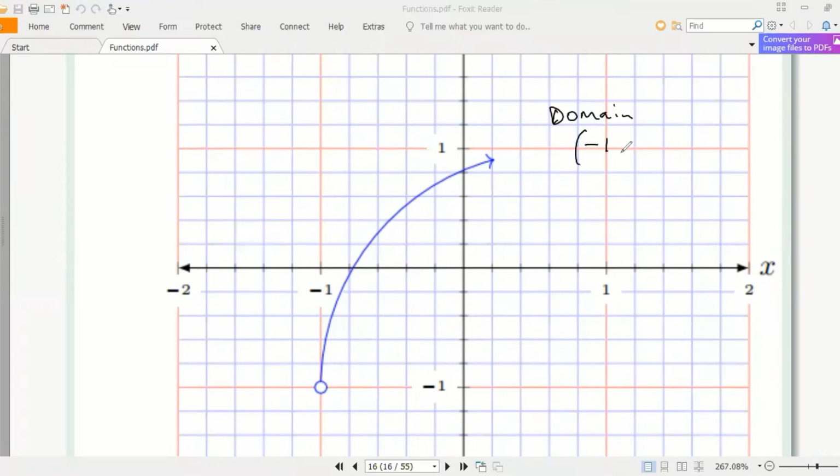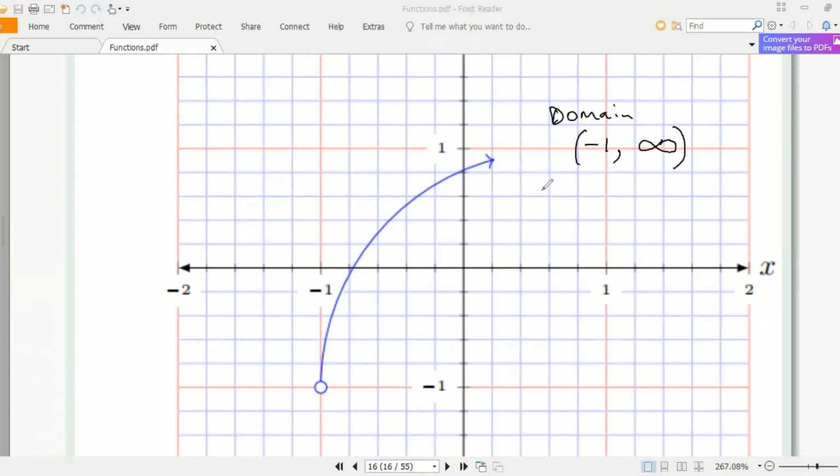Now, what is the highest value of x? It must go to the positive, but I can see that the graph is still extending to the positive. It has not reached its end. So that means the highest value is infinity, which is also not included. You can never include infinity or negative infinity. So this is the domain.